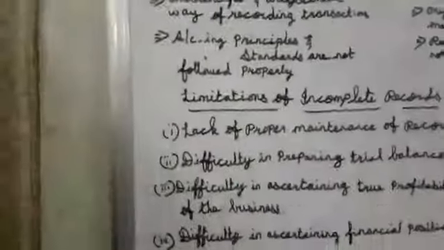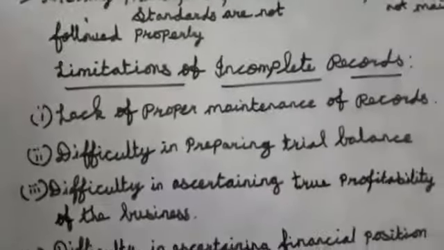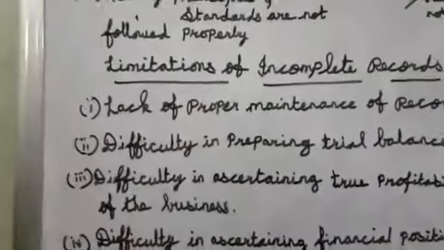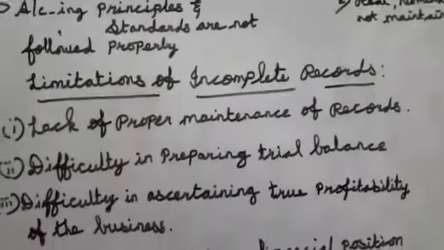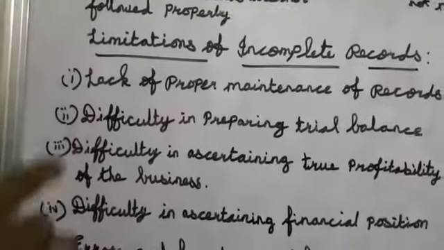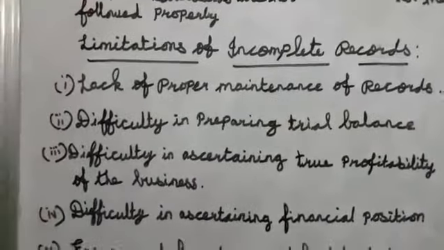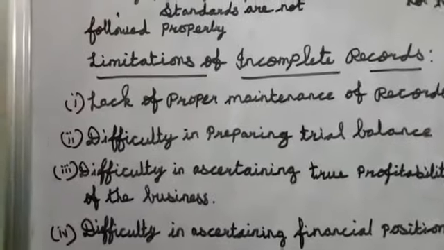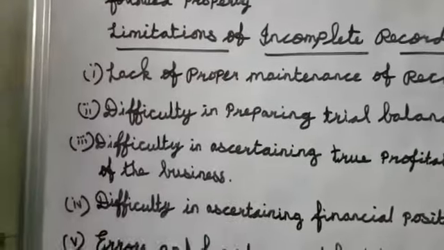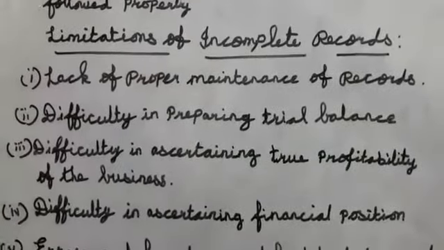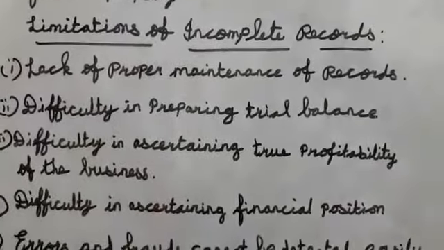Okay, now next we are going to see the limitations of incomplete records. Totally we have 6 limitations of incomplete records. What are the 6 limitations? Limitations, you already know the meaning: limitation, drawbacks, disadvantages, all these terms are the same. If you are maintaining incomplete records, we have 6 disadvantages.